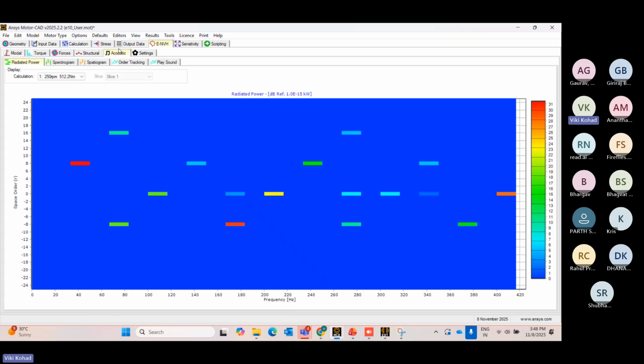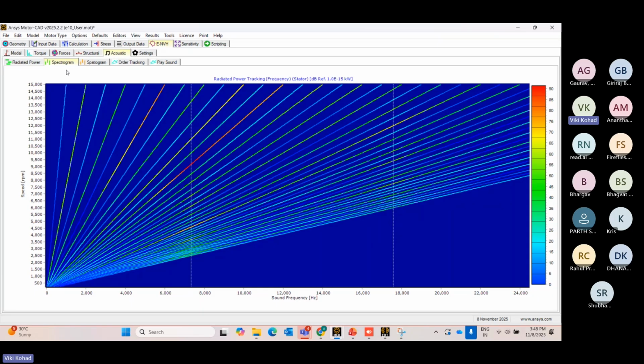Just go to the acoustic spectrogram. Now you can see the spectrogram. In the horizontal axis the sound frequency is there, and in the vertical axis the speed is there, and on the right-hand side you can see the legend window. This is the sound power, the radiated power, which is in pico units. Now you can see at which part the sound power is more. When the sound power is more, your sound is also more, meaning your noise is more at that time.